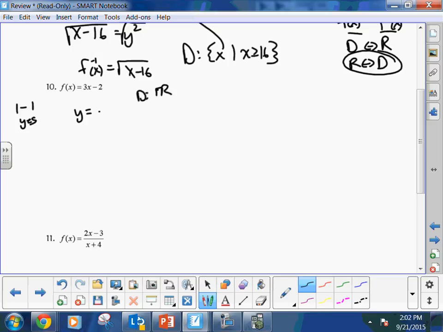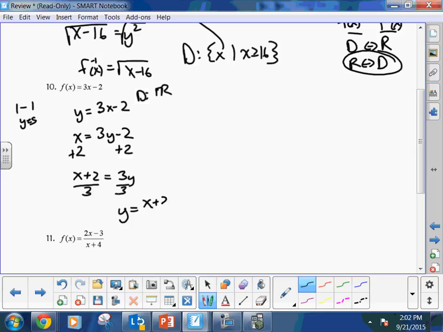Now we're going to do the inverse part, so I'm going to do our steps, changing f of x to y. And then x is equal to 3y minus 2. We switch positions of x and y, and then we can solve for y. So I add 2: x plus 2 is equal to 3y, divide by 3, divide by 3. y is equal to x plus 2 over 3. And then we separate this because I just want it in slope-intercept form.